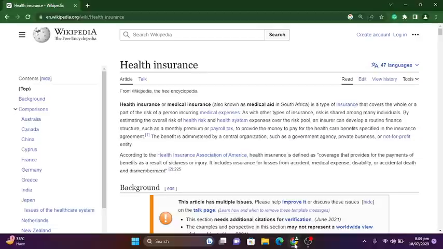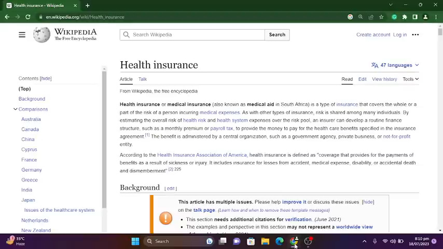So here it is. Health insurance, from Wikipedia, the free encyclopedia. Health insurance or medical insurance, also known as medical aid in South Africa, is the type of insurance that covers the whole or part of the risk of a person incurring medical expenses. As with other types of insurance, risk is shared among many individuals by estimating the overall risk of health risk and health system expenses over the risk pool, and insurers can develop a routine finance structure such as monthly premium or payroll tax to provide the money to pay for the health care benefits specified in the insurance agreements.